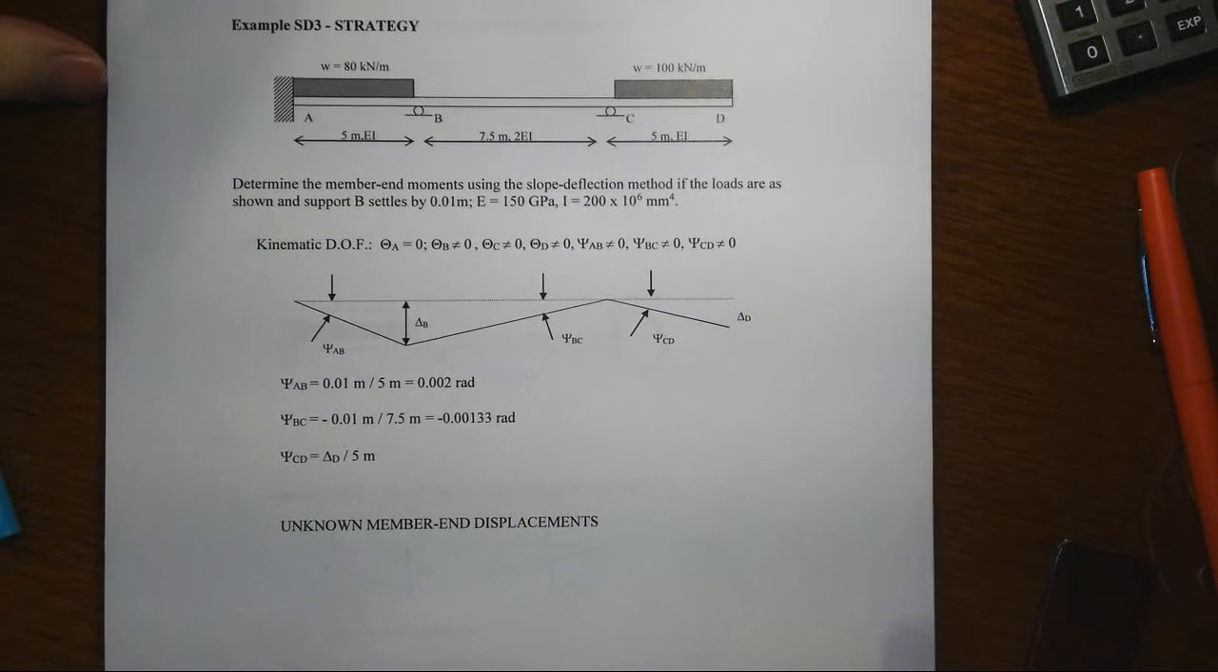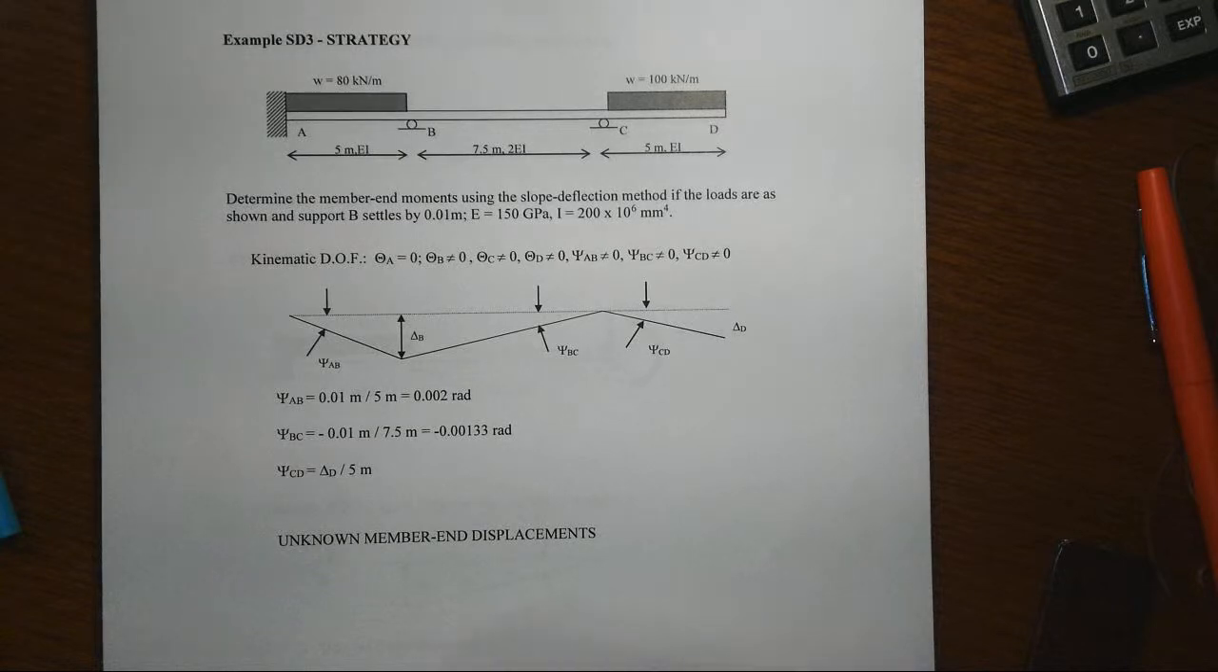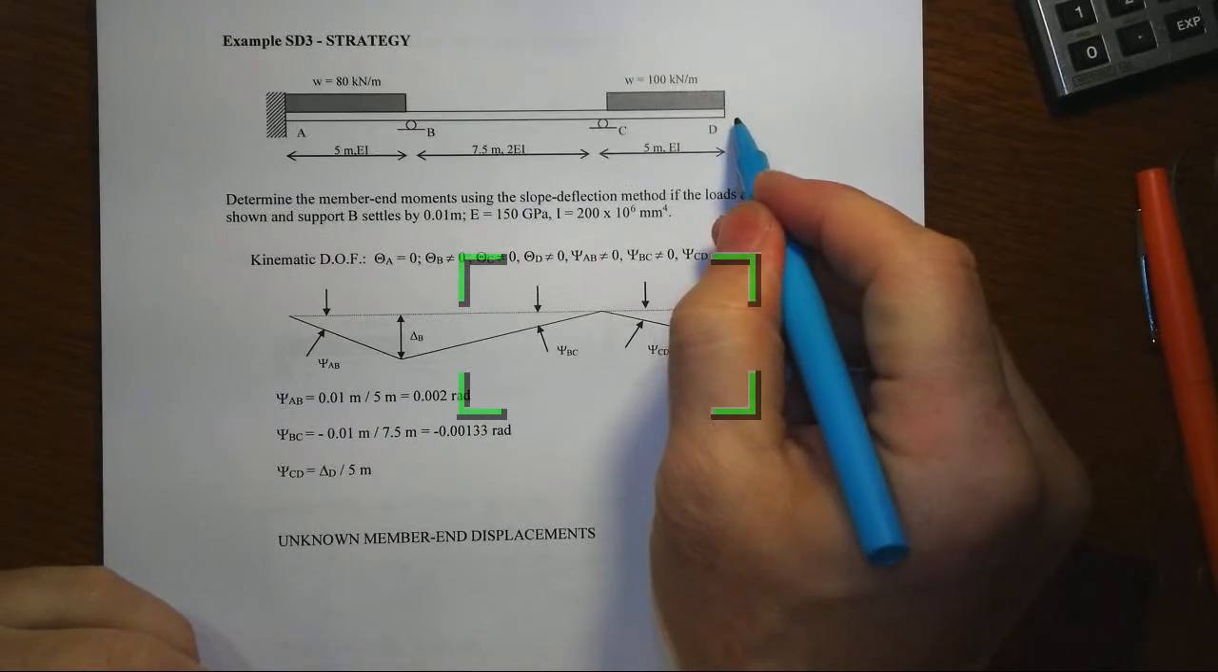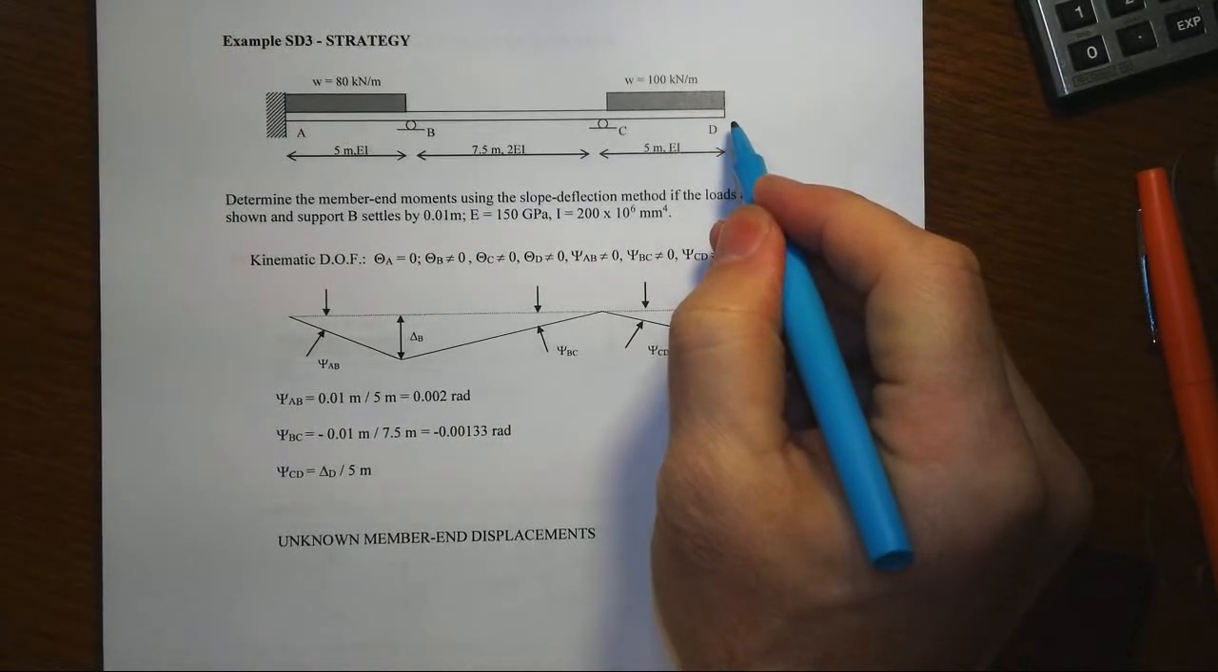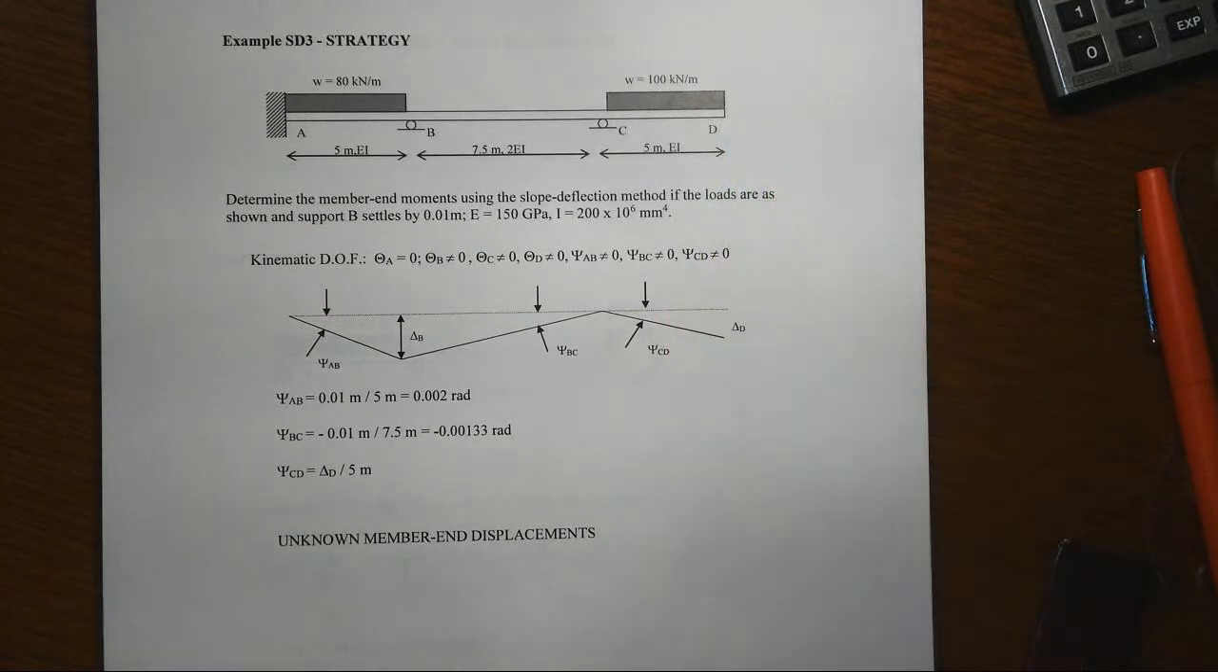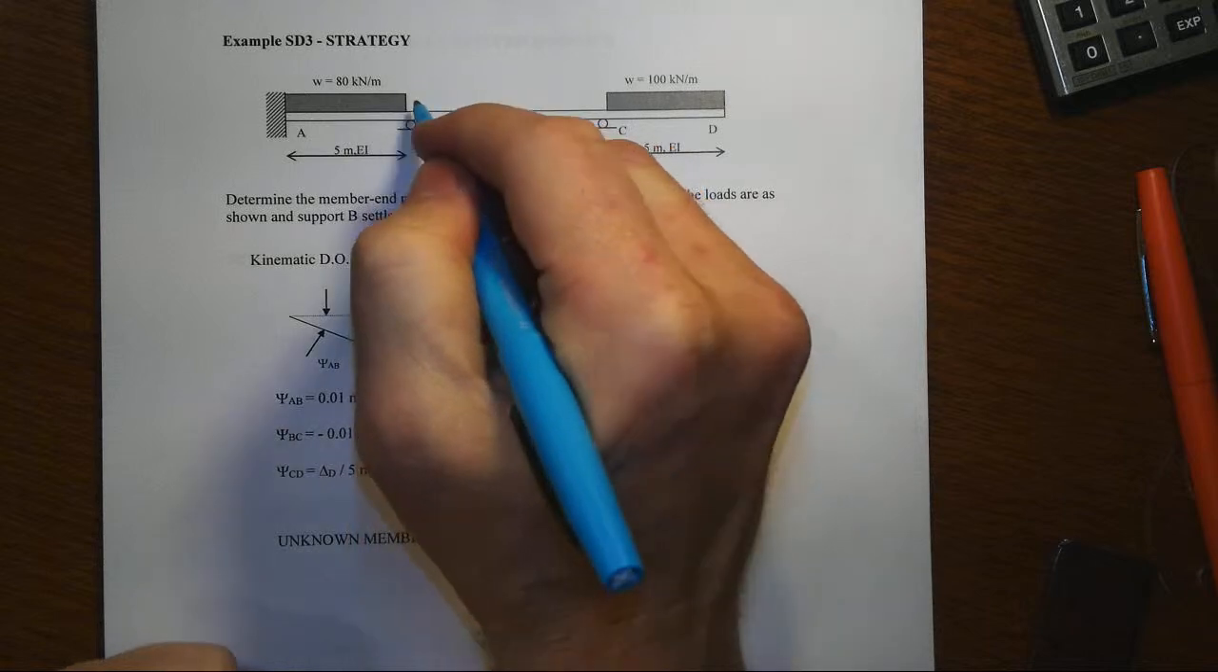In the third example of applying the slope deflection method, we have the same structure, loading, and support movement as we did in example 2. But the big difference is that we've removed the fixed end out here at the right side. That changes everything that's going to happen quite a lot.